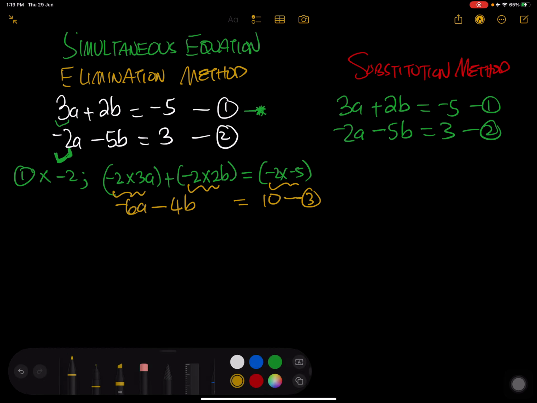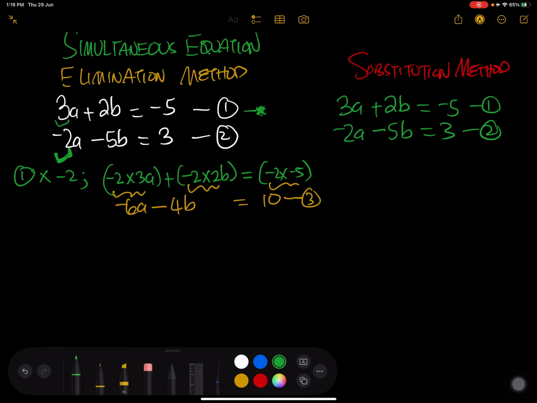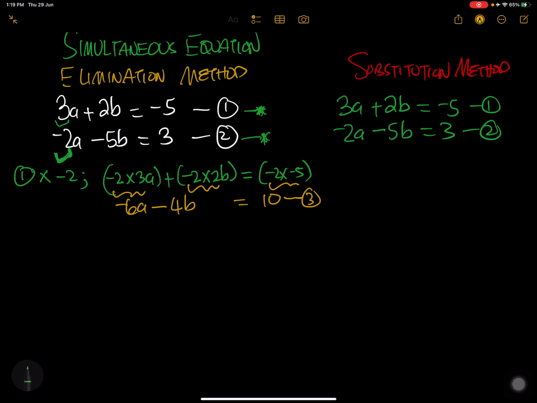Now, because we've done that, the next thing is to look at equation 2. Equation 2, we're going to multiply by 3. There's 3 here because we multiplied equation 1 by -2. So we have to also multiply equation 2 by 3. And when we do that, they're all going to be the same. So we multiply this equation by 3. Why do we multiply by 3? Whatever we do to the first equation, we do to the second equation.